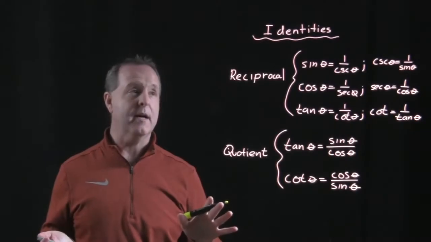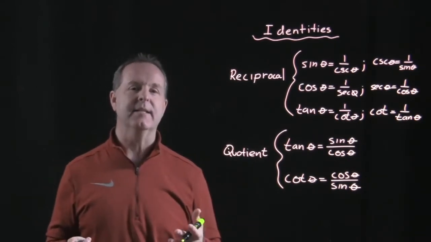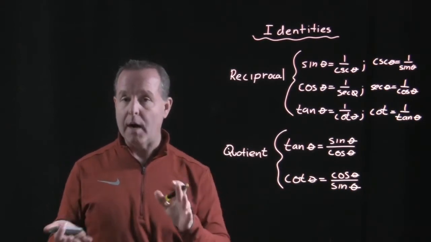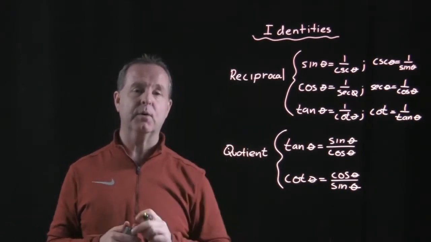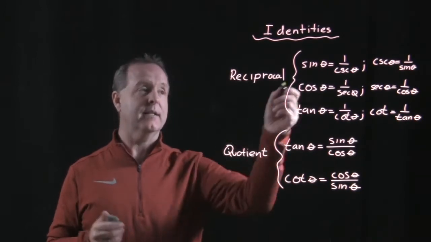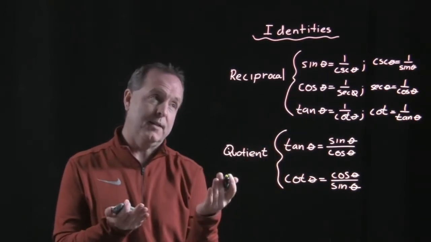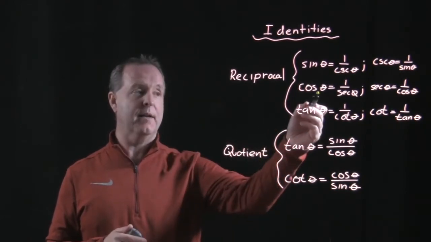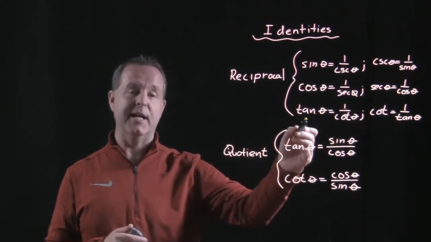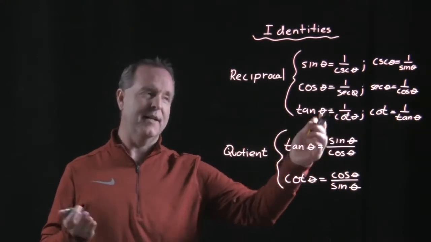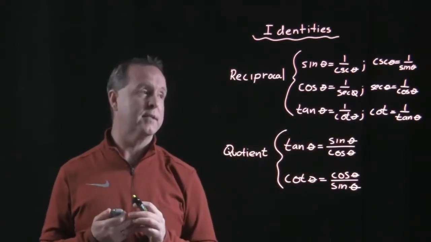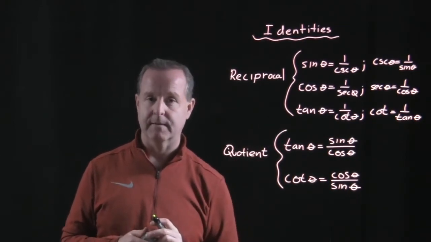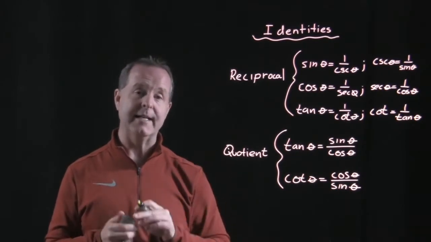We also are going to become aware that there are several identities that we can discover, and relationships between our six trigonometric functions. One subset of identities are called reciprocal identities, such that the sine of theta equals 1 over cosecant of theta. Cosine of theta, 1 over secant. Tangent, 1 over cotangent. And then likewise cosecant, 1 over sine. Secant, 1 over cosine, and cotangent, 1 over tangent. Those are called the reciprocal identities.